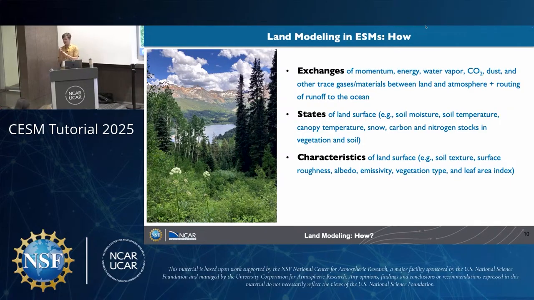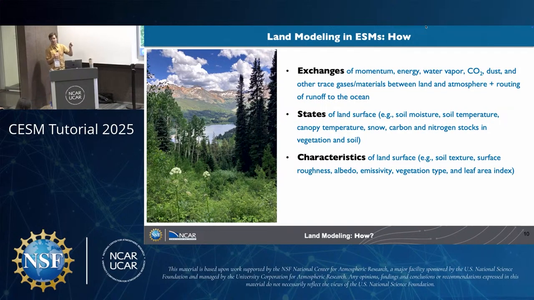So there's kind of three main things that the land model has to do. We have to think about exchanges of momentum, water, CO2, dust, and other trace gases between the land and atmosphere. We're also coupled to a river model, which is called, depending on what configuration of the model you're using, one of three river models. That considers runoff to the ocean, so we are fully coupled in terms of delivering water back to the ocean.